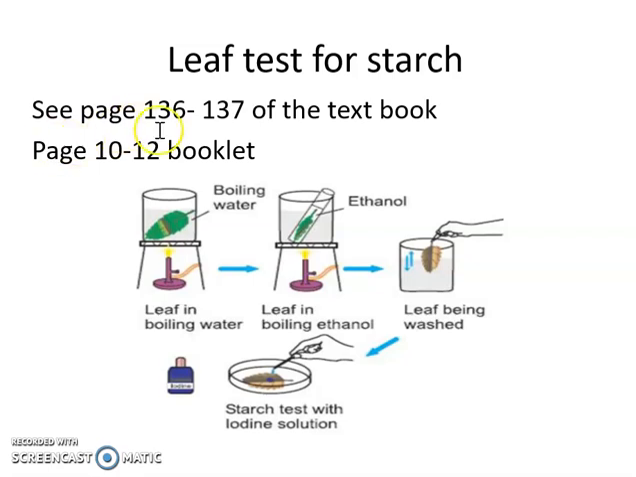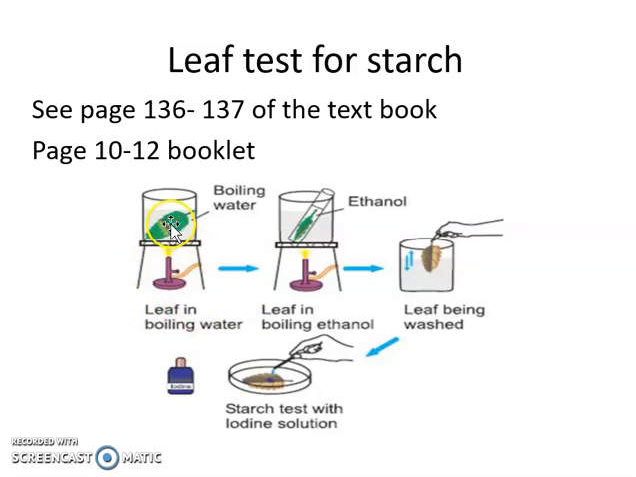Again, look at the pages of the textbook here, and what I would like you to do is to do pages 10 to 12 of the booklet within the lesson that we've got today. So the steps are as follows. You take a leaf and you put that leaf into boiling water. And when you put the leaf into boiling water, we can either use a water bath or we can heat it using a Bunsen burner in this kind of way.